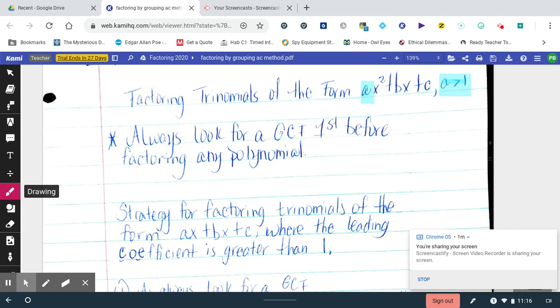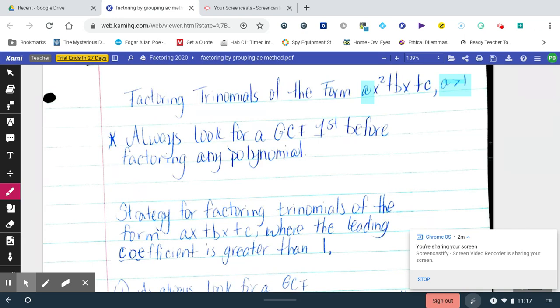All right, and so it tells us to always look for a GCF first before factoring any polynomial. So before I even teach you to factor these trinomials that have a leading coefficient other than 1, what you would always do before you factor in any case is look for a GCF. So I'm going to put some of those in this lesson today where you have to look for the GCF first and then use another method to factor. And that's very important. That's always the first thing.